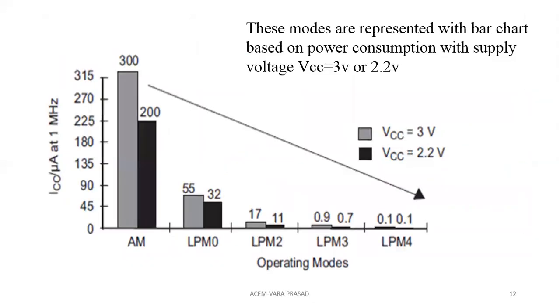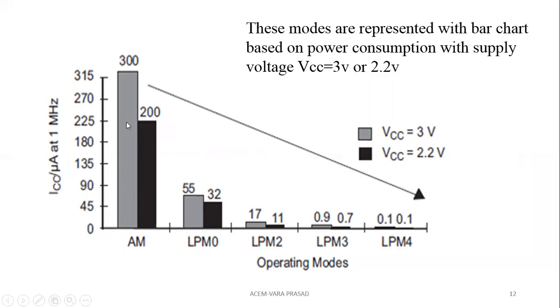Then we'll go to the same thing and explain it by using bar charts. What is that? Bar charts. On the x-axis are the operating modes, and here is the current consumed, how much current will be consumed. This is with different voltages. The light color is VCC at 3 volts, and the dark color is where the power supply is 2.2 volts.